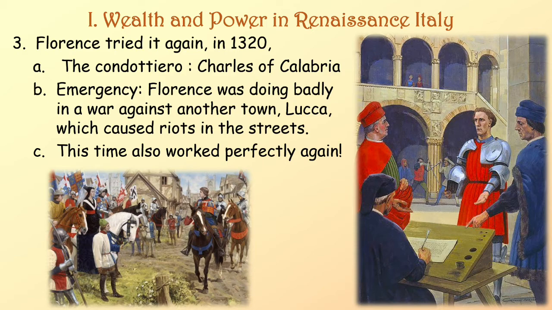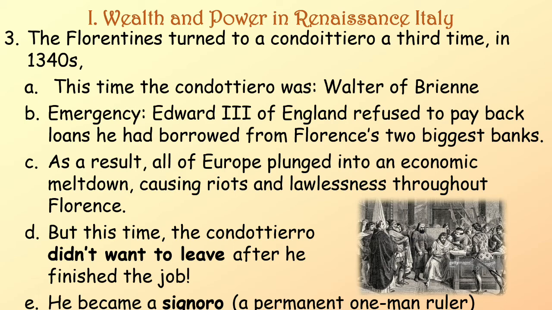Then the Florentines turned to a condottiero a third time in the 1340s. This time, the condottiero was Walter of Brienne, and the emergency was this. Edward III of England had refused to pay back loans that he had borrowed from Florence's two biggest banks. He defaulted. And as a result of this default, all of Europe plunged into an economic meltdown, causing riots and lawlessness throughout Florence. But this time, the condottiero, Walter of Brienne, came in, smashed a few heads, restored order, completed the job, and then didn't want to leave.